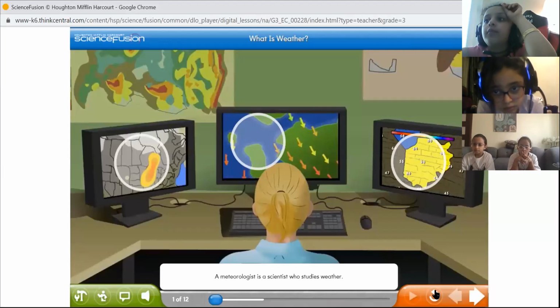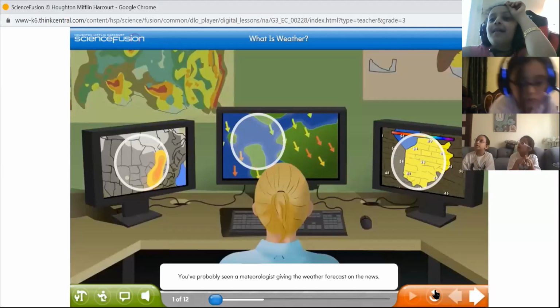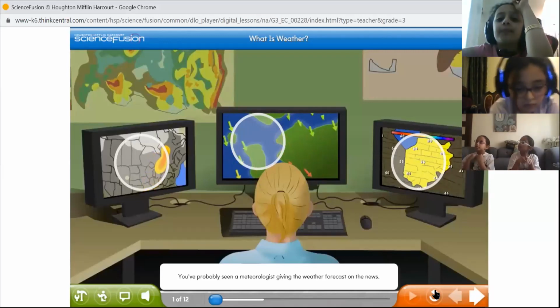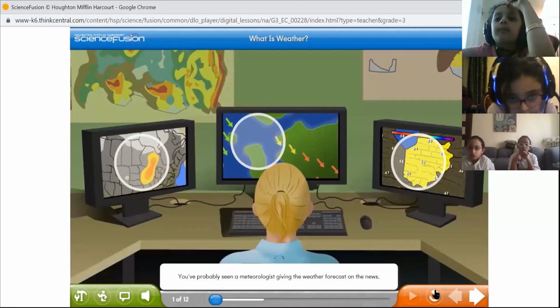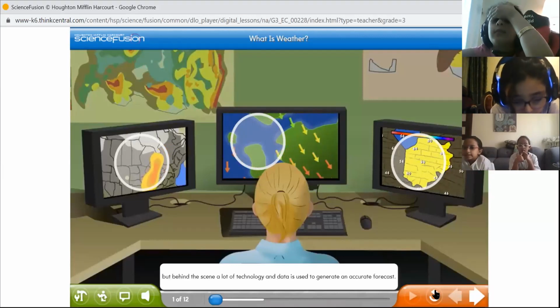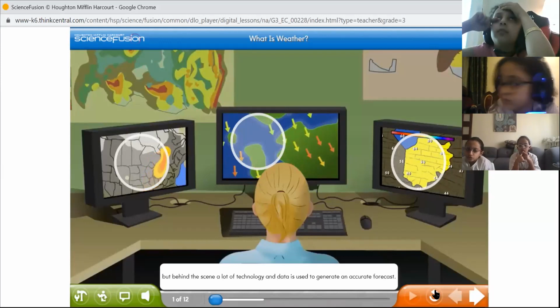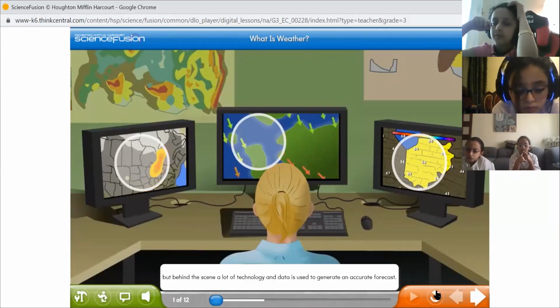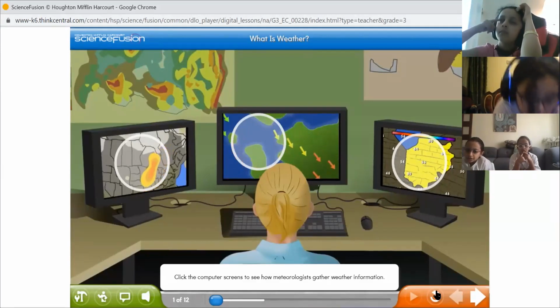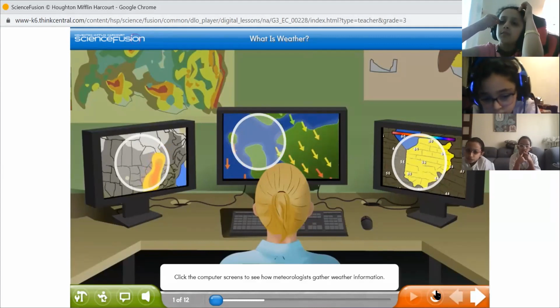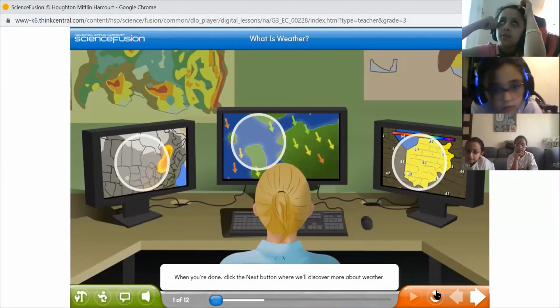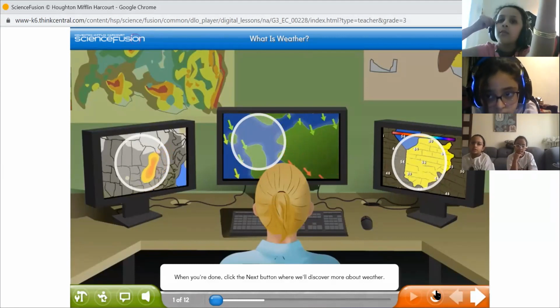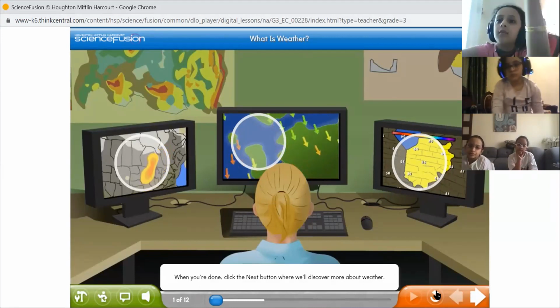A meteorologist is a scientist who studies weather. You've probably seen a meteorologist giving the weather forecast on the news, but behind the scenes, a lot of technology and data is used to generate an accurate forecast. Click the computer screens to see how meteorologists gather weather information. When you're done, click the next button where we'll discover more about weather.